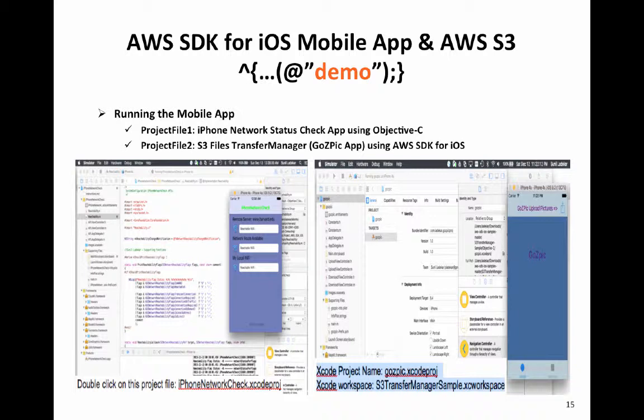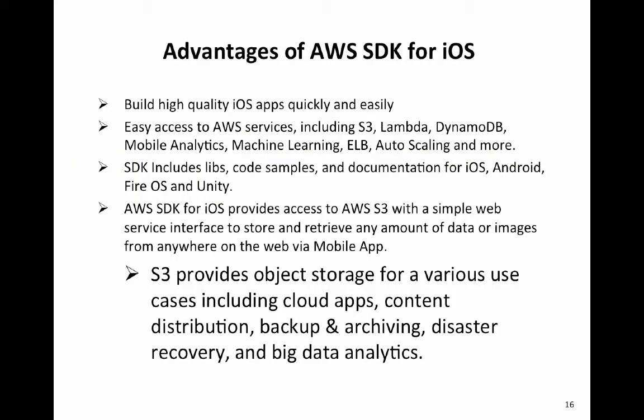My app is GoZPic using AWS SDK for iOS. And in the bottom I have the project name here, project workspace, and project file. So, what are the advantages of AWS SDK for iOS? AWS SDK for iOS builds high quality iOS apps quickly and easily. It provides access to Amazon Web Services including S3, Lambda, DynamoDB, mobile analytics, machine learning, ELB, autoscaling, and more.